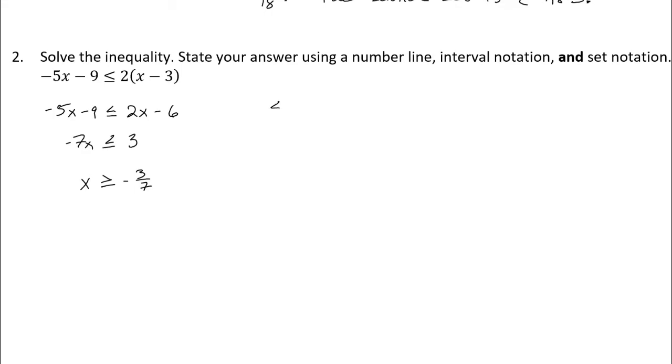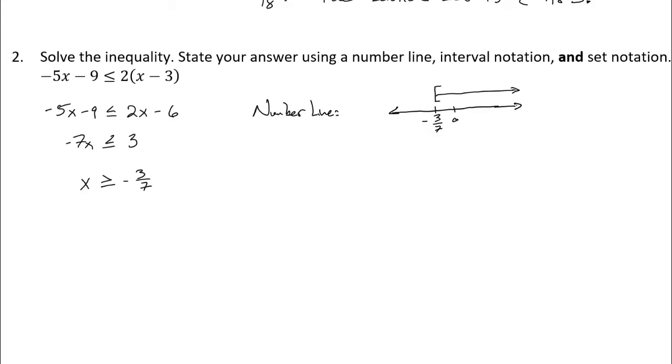So let's do the number line first. So number line. I'll put a 0. We can put the negative 3/7 on here. We don't really need anything else for this. We're going to use a bracket and point the arrow to the right because we want the numbers that are greater than or equal to negative 3/7. So we put that bracket right over the negative 3/7.